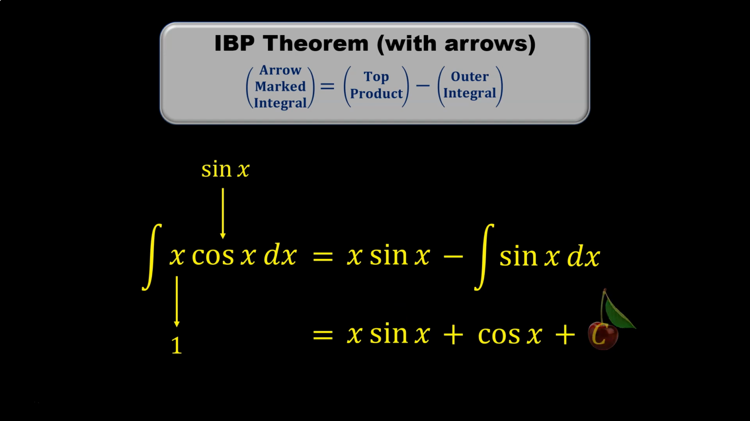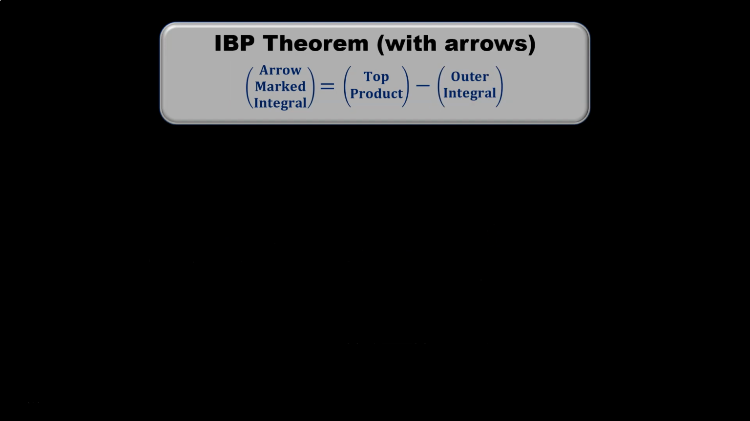And we are done. If you understood how that worked, you know how to do integration by parts with arrows. No u's, no v's, no dv's, no du's. You just fire two arrows and remember one sentence. An arrow-marked integral is its top product minus its outer integral. Piece of cake. Let's do a few more examples to get used to it, and then I'll prove the theorem.